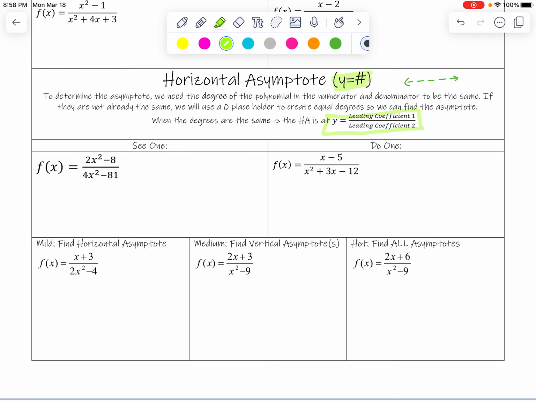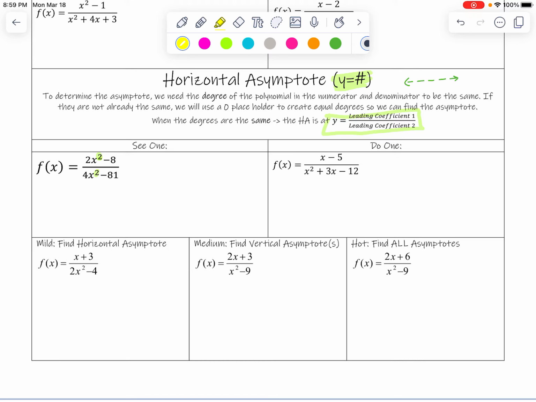So let's get started with this first example. The first thing we need to do is determine what is the degree of the polynomials in both the numerator and denominator. And remember, the degree of a polynomial is the highest exponent on a variable. So for this first one, the highest exponent in the numerator is 2. And then in the denominator, the highest exponent on a variable is also 2. So in this case, they both have the same degree. And so we can find the asymptote right away by just pulling the leading coefficients.